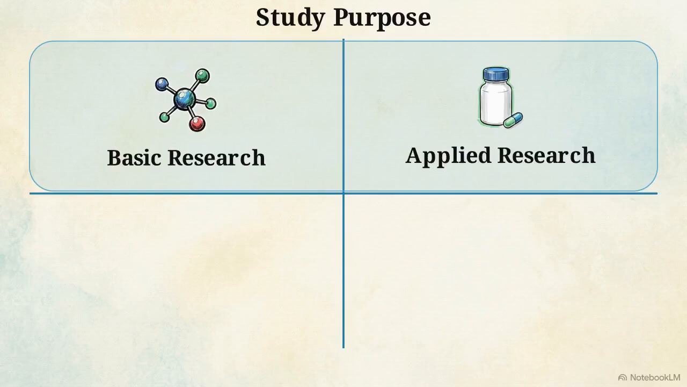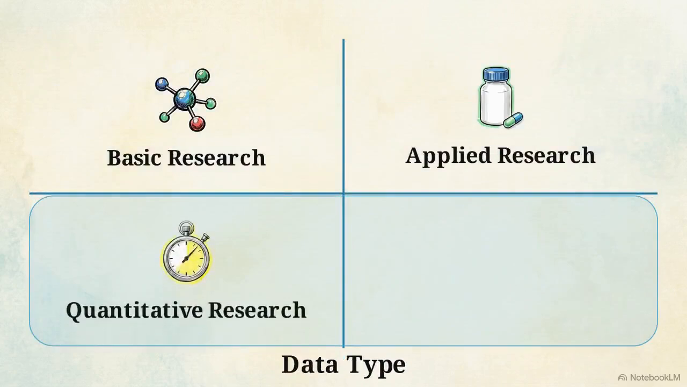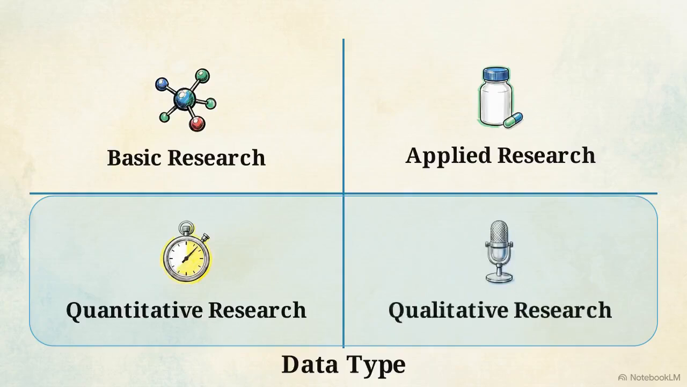The bottom two quadrants represent the type of data you collect. Quantitative research analyzes numerical data to identify mathematical patterns. Qualitative research uses non-numerical data, like interviews and direct observations, to understand complex human experiences.